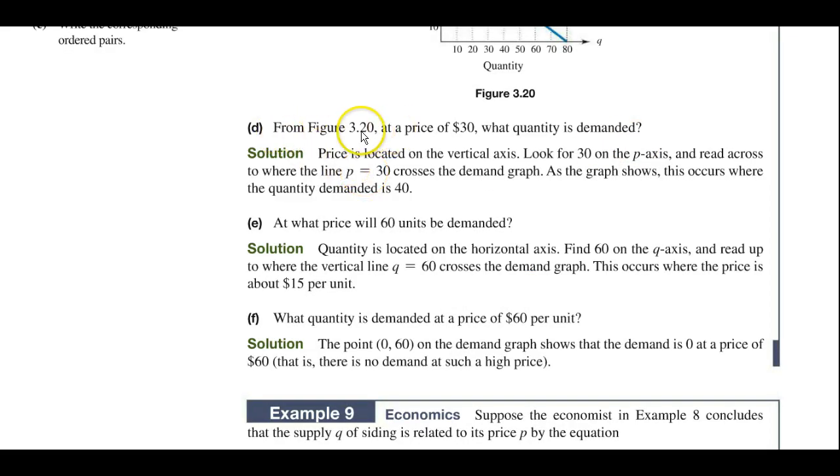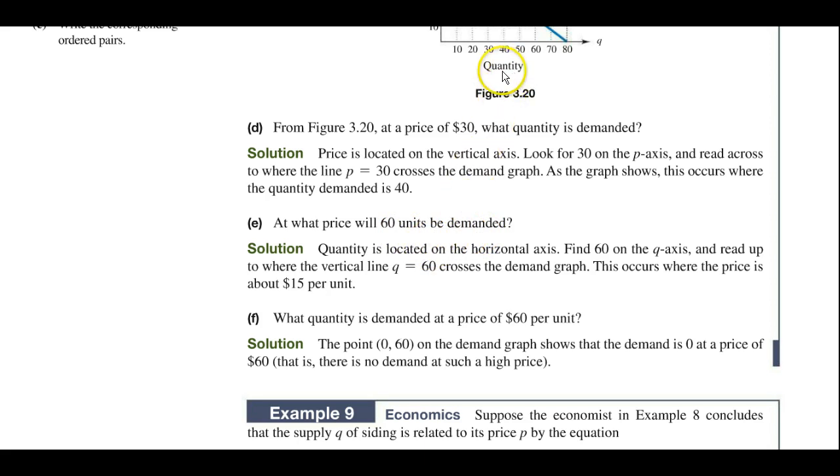So again, we don't see this, but for letter D now, at what price of 30, at what quantity is demanded? So you would go the price of 30 up on the vertical axis, the y-axis, then go over and it would give you 40.